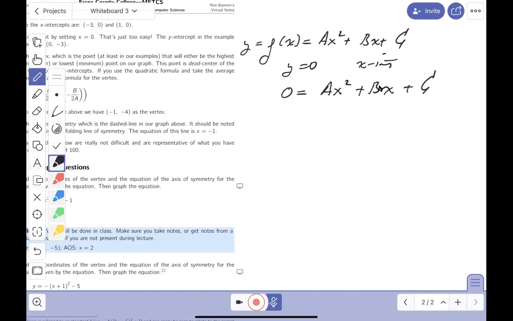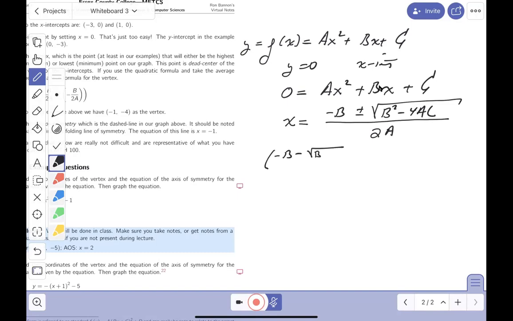Well, I don't know what a, b, and c are, but I do know the quadratic formula, and I hope you know that too. Over twice a, and what do you get on top? Minus b plus or minus the square root of b squared minus 4ac. A nightmare, isn't it? So I have two x-intercepts, and I'll write them down for you. One is minus b minus the square root of b squared minus 4ac over twice a, comma, and the y would be 0. What's the other x-intercept? Minus b plus this. It's a lot of work.